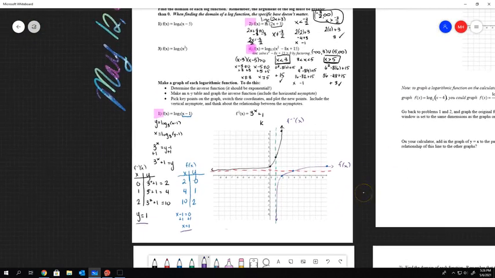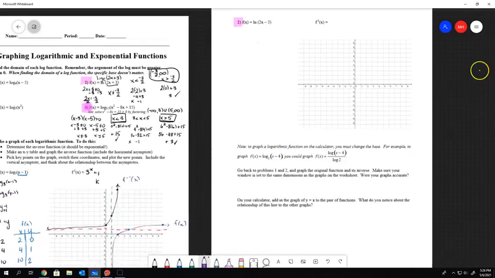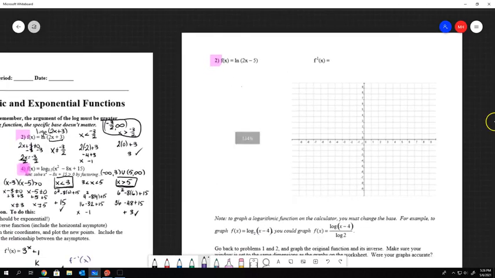Now, if you didn't catch on to graphing the first time, don't worry, we have one more example of graphing. And we do the same thing, so same steps. We want the inverse first. So this is y equals, remember that ln is the same as log base e. Switch x and y.